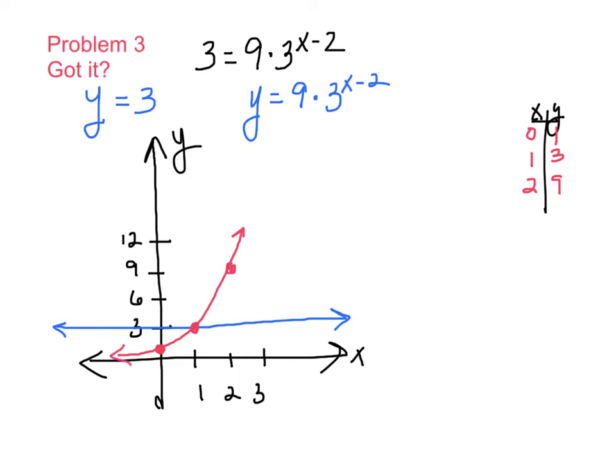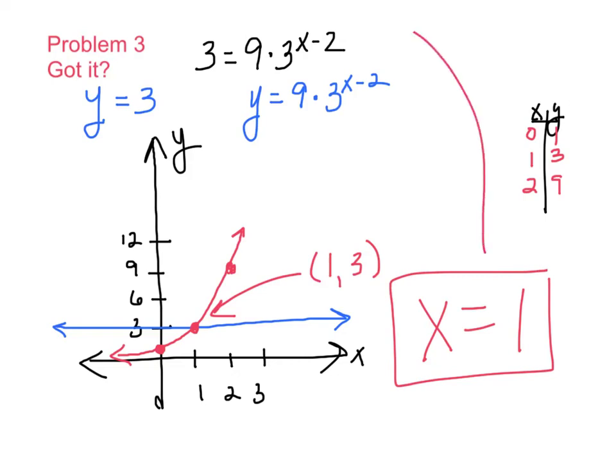Now, since I graphed it, I can tell you really easily that the point of intersection is 1, 3. But all I need is the value of x. So x equals 1. Now, if we want to plug in the 1, we can see if it works. And if we do plug it in, we will get 3. So it does work. 9 times 3 to the negative 1, which is 9 divided by 3, which is 3 equals 3. So that would make my equation true. So you graph both sides of your equation, plug them in, find the x value at the point of intersection.